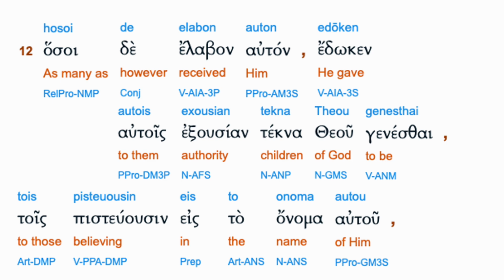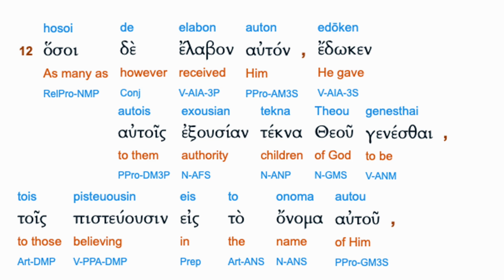In this case, them has gone into the dative. So underneath the word them, autois, we've got P pro. Bible Hub's little abbreviation there. That's personal pronoun. So there's a pronoun about people. D stands for dative. M stands for masculine, and third person, so we know it's going to be them. So he's given them the authority to become children, tekna, of God. The article has dropped off in this case. It's already been used in the paragraph. So it's not been used again here.